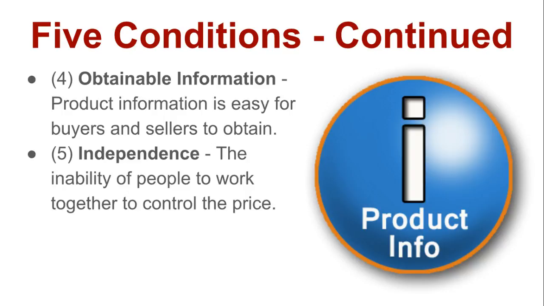Fifth and final one, independence. We need to have all of our sellers in this market acting independently, not working together. Because if all the sellers in this particular market get together and they all agree, hey, we're not going to sell this product for below $5. Well, that's not perfect competition, is it? That's collaboration. That's collusion. That's people working together in the market to maximize their profits. And that's not what perfect competition is all about.